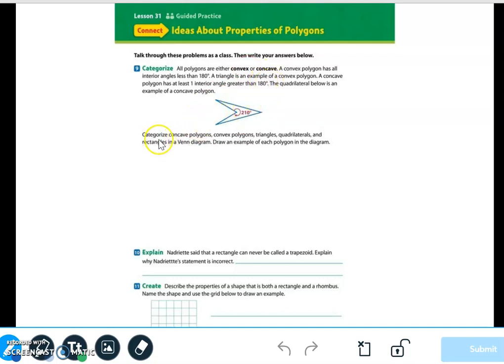Okay, so it says categorize concave polygons, convex polygons, triangles, quadrilaterals, and rectangles in a Venn diagram, and draw an example of each polygon in the Venn diagram. So what we want to do is draw a Venn diagram like we did in our previous 2 pages, and make an example of each of these and show how they are either alike or not. Let's pause our video and go ahead and give it a shot.